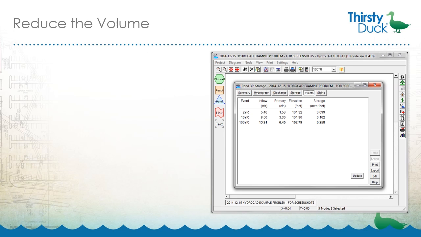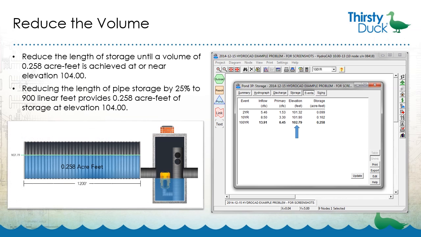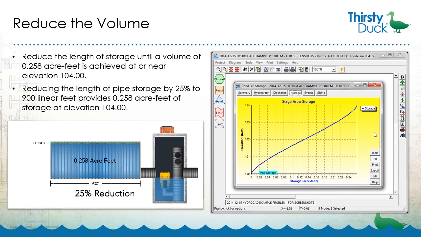Since the peak water surface elevation for the 100-year event is lower than the allowable peak stage of 104.00, the length of pipe storage may be reduced. Reduce the length of storage until a volume of 0.258 acre-feet is achieved at or near elevation 104.00. Reducing the length of pipe storage by 25% to 900 linear feet provides 0.258 acre-feet of storage at elevation 104.00.